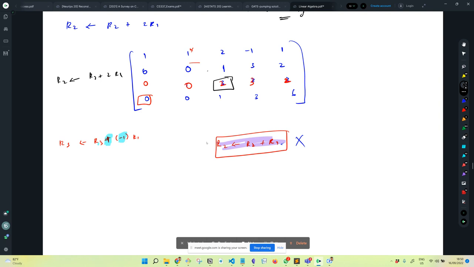Anyone? Yes, R3 equals R3 minus R1. Again, observe, when you do R3 equals R3 minus R1, this entry will become minus 1. Do you see what I mean? This entry will become minus 1. But we don't want that, because as per our definition of RREF, this entry should be 0 only. When you're doing an operation, we better not disturb something that we have already fixed. Alright, is there any other way I can make this 1?